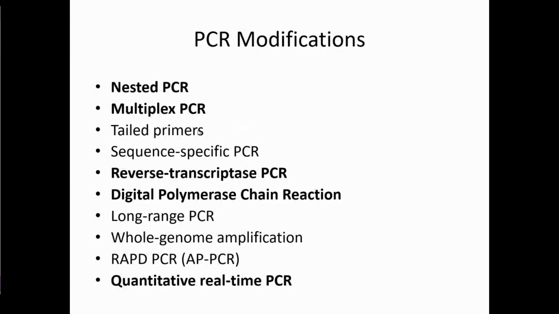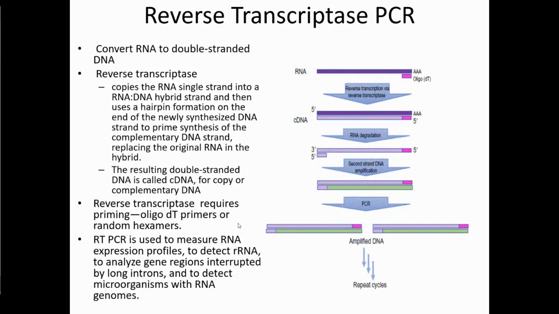All right, so there are different modifications, and we will discuss nested PCR, multiplex PCR, reverse transcriptase PCR, digital PCR, and the quantitative real-time PCR. For the reverse transcriptase PCR, it's called RT-PCR, so you normally see the term as qRT-PCR. Q means real time. RT does not mean real time. RT means reverse transcriptase. So qRT-PCR means real-time reverse transcriptase PCR.